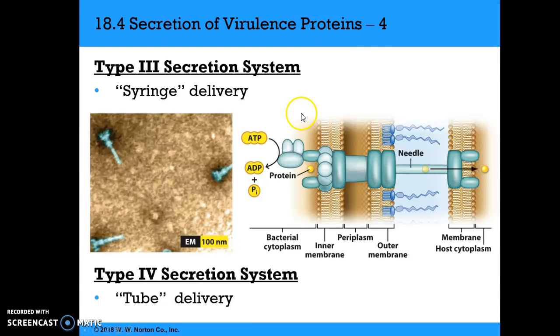The type 3 secretion system is a syringe type delivery, and it's called that because it is very much like a syringe, like a needle. Here you can see that it actually extends outward from the outer membrane, and then it actually penetrates into the host cell cytoplasm. Type 4 is somewhat similar, except it's a tube delivery system.